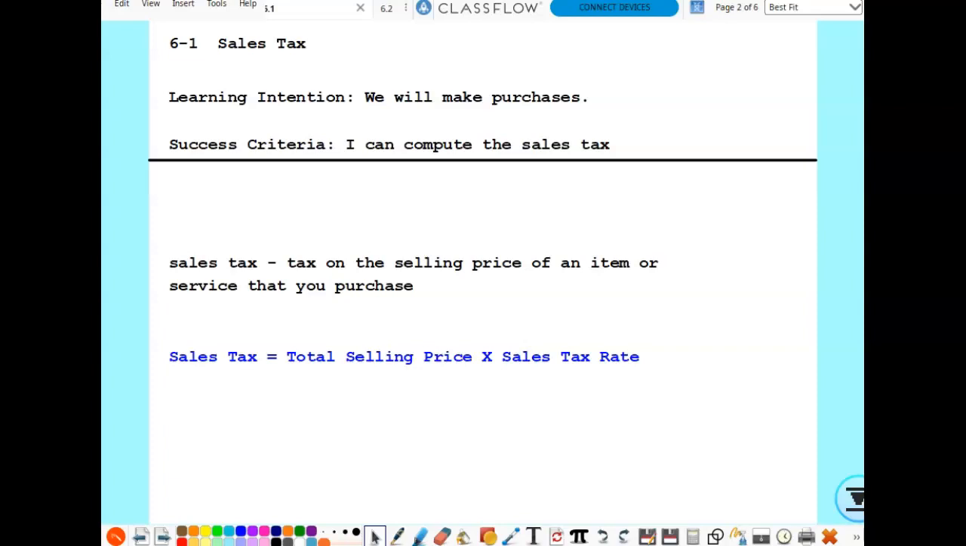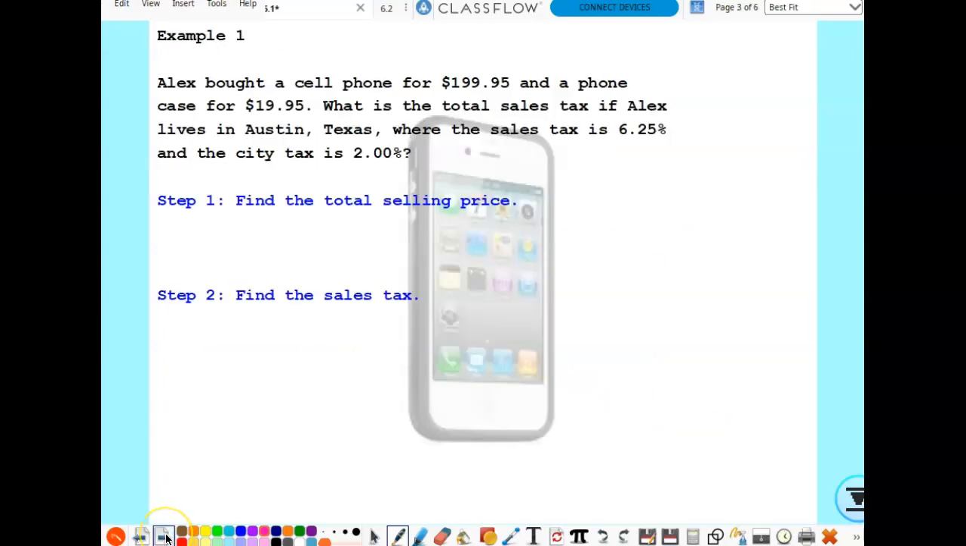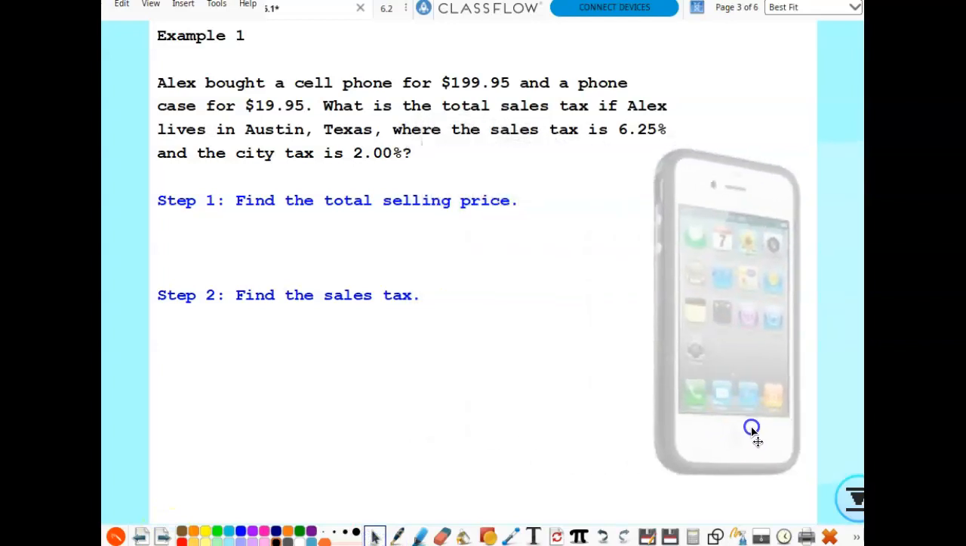The way that we calculate sales tax is we take the total selling price and then we multiply that times the sales tax rate. And for the sales tax rate, we have to remember to convert this into a decimal first. So let's look at what that looks like. I'm going to take this background off because it's kind of annoying and in the way.